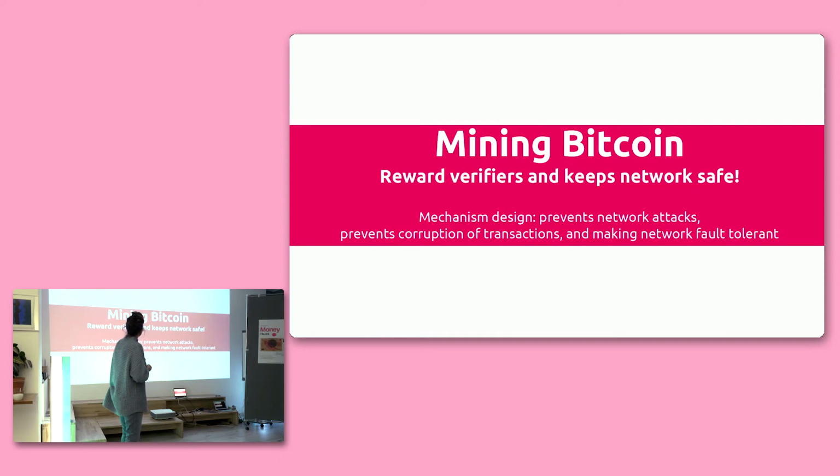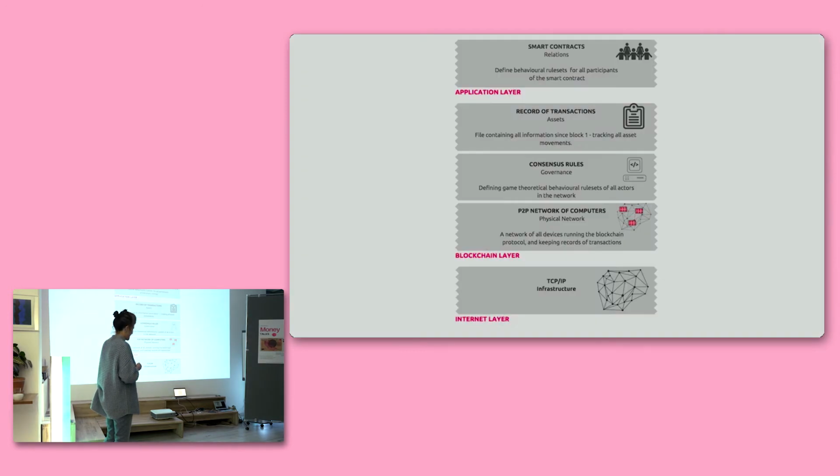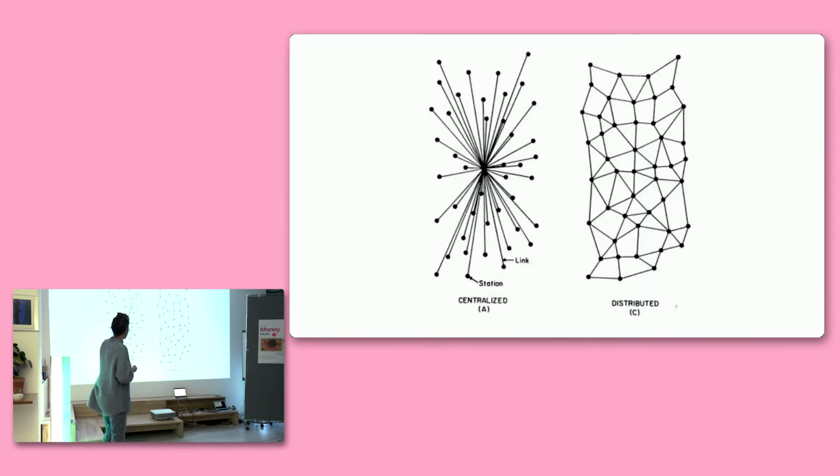So let's skip a little bit. So the mining of Bitcoin again, it rewards verifiers, which are the miners, and keeps the network safe. And basically, we're moving away from the centralized world of verifying transactions to a decentralized or distributed peer-to-peer network. Data is stored in a completely different way, and the actors are incentivized by the token. They're rewarded with the token. And the governance rules are tied to that token. And therefore, we avoid this problem.